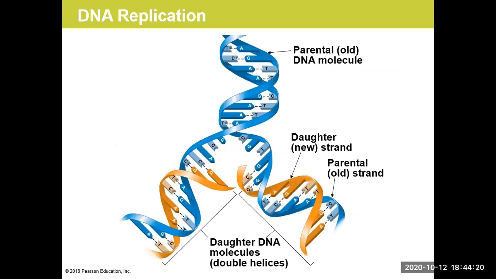This figure shows DNA replication. The blue colored is the parental old strand, while the new strand is shown in brown or golden. So it is just that the new daughter strand will be formed by following the base pairing rule, where A pairs with T and C pairs with G.